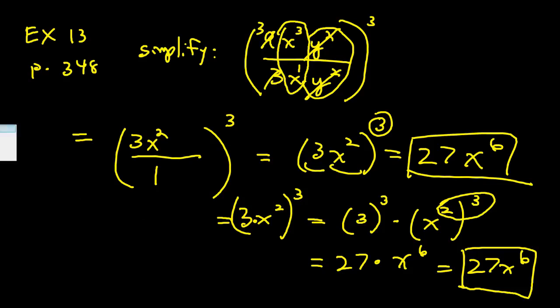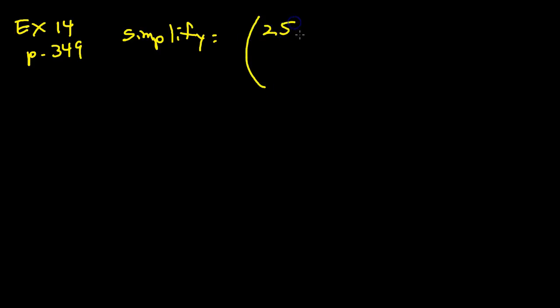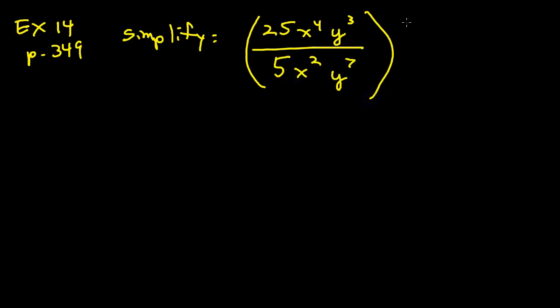All right, let's try another one similar to this. And these take a lot of room, so let me get another sheet here, another screen. Example 14 in our text. This is on page 349. Again, similar to the last one, we are asked to simplify this nasty looking thing: 25x to the 4th power times y to the 3rd power divided by 5x squared y to the 7th, all that raised to the 4th power.